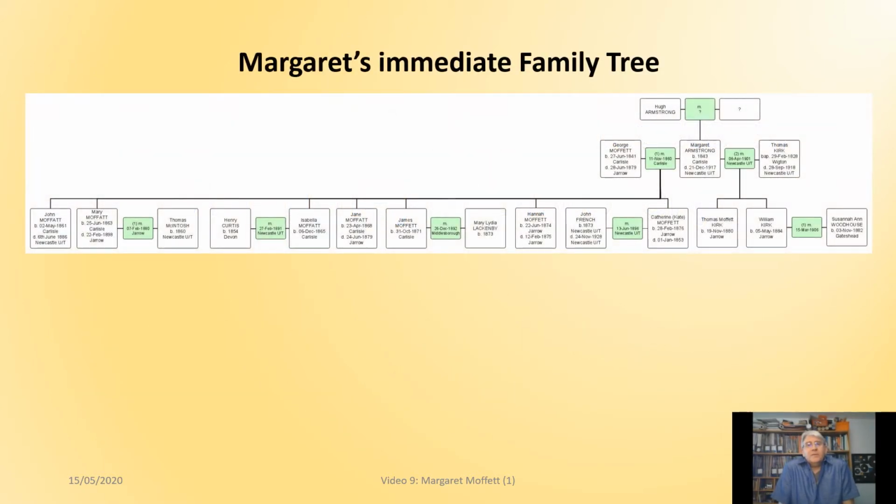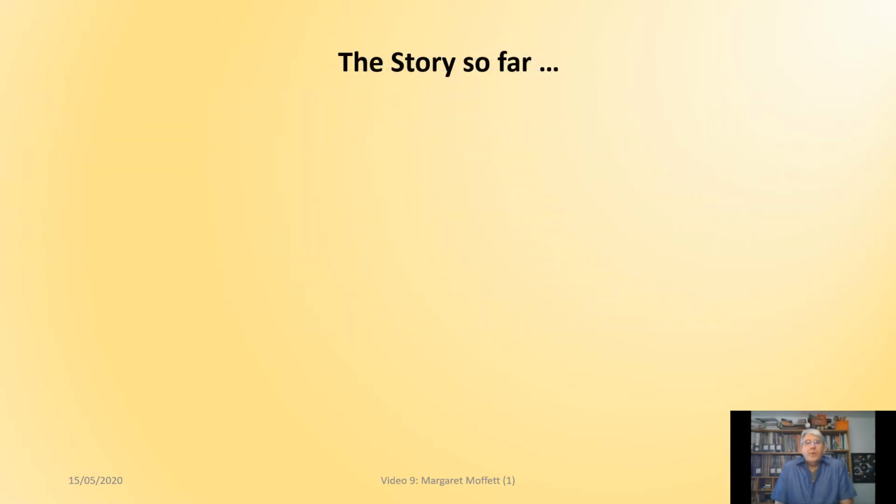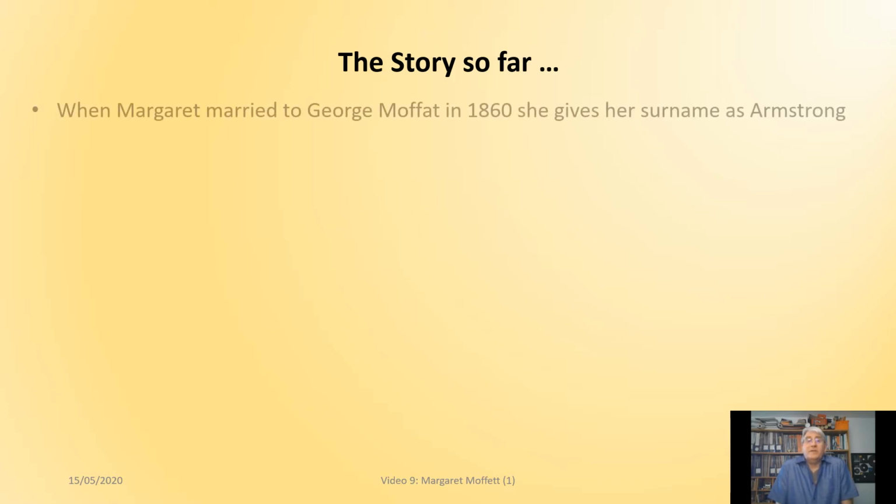We can isolate those people who are directly involved with Margaret in the family tree, which is basically George Moffett, her first husband, and Thomas Kirk, her second. I've not included her 9 children at the moment. We can list what we have learnt so far from the various birth, death and marriage certificates.